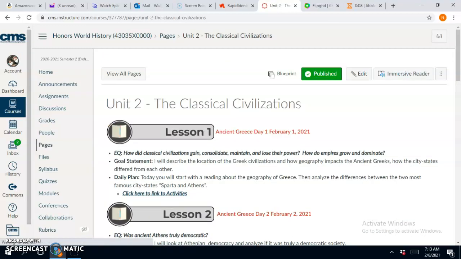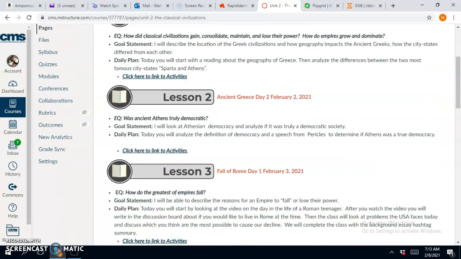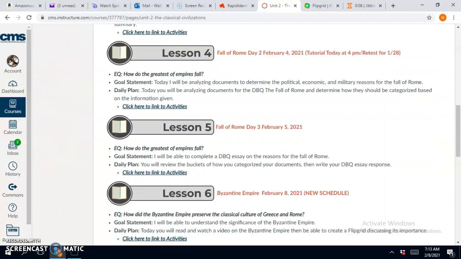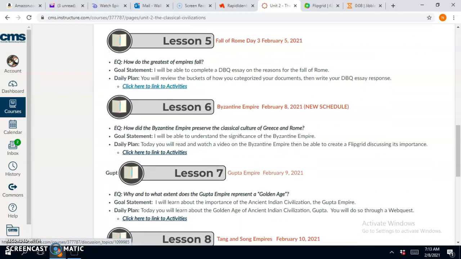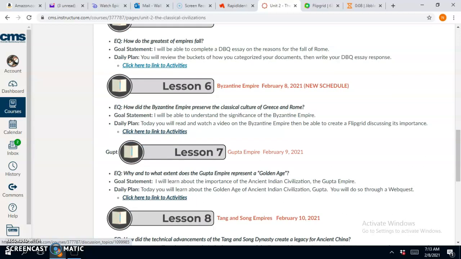Today we are going to learn about the Byzantine Empire. We spent the first week learning about Greece and Rome and how Rome fell. Don't forget to go back to lesson 5 to get the 3 reasons why Rome fell. There are really 4, but we need to go over those today. But now we're going to talk about the Byzantine Empire and how they ended up preserving that classical culture of Greece and Rome. Your goal statement, you need to write this in your notes. It says, I will be able to understand the significance of the Byzantine Empire.